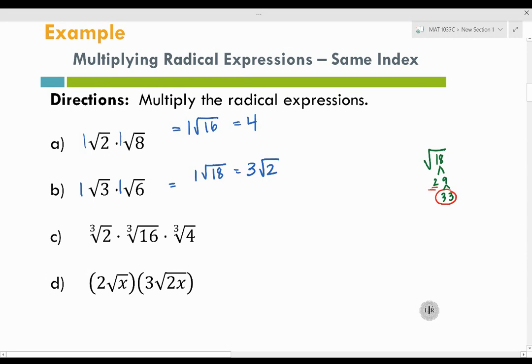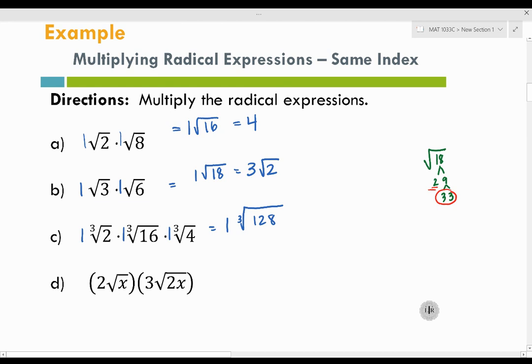All right, let's move on to C. We need to make sure that the indexes are the same. They are. So if we're multiplying, we're going to multiply the expressions on the outside of the radical together first, then the ones that are underneath, and then simplify if necessary. The coefficients on all of these are 1, so 1 times 1 is 1. We're going to keep the cube root, and then multiply their expressions underneath together. So we have 2 times 16, which is 32, and then 32 times 4 is 128.